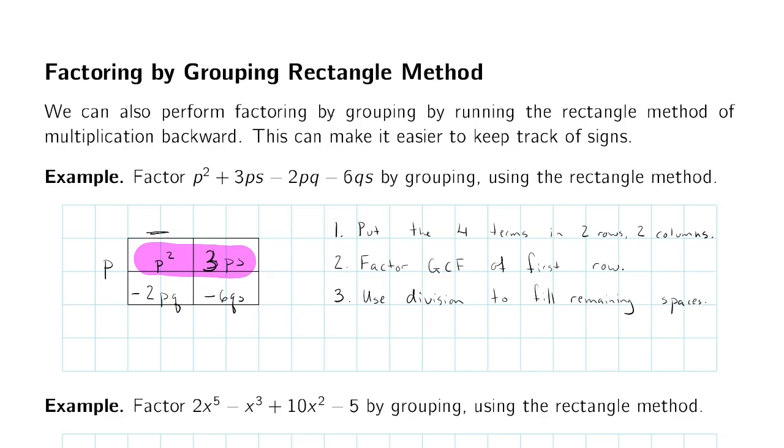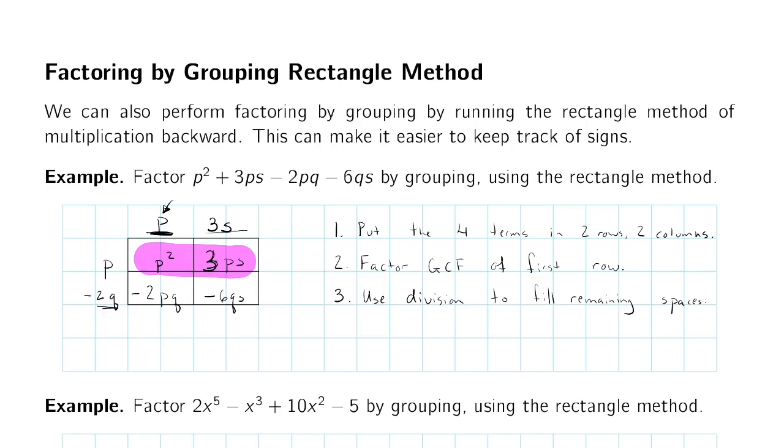So for this space, I want to say p times something gives me p squared. That something is another p. For this space, I want to say p times something gives me 3ps. That something is 3s. For this space, p times something gives me negative 2pq. So that'll be negative 2q.